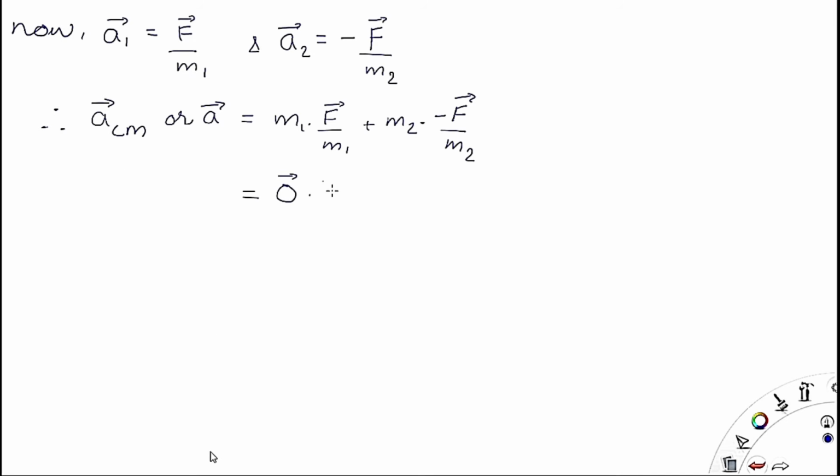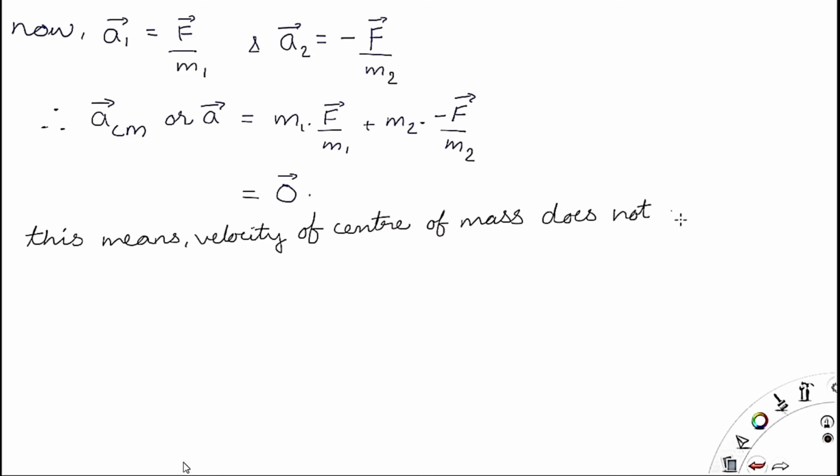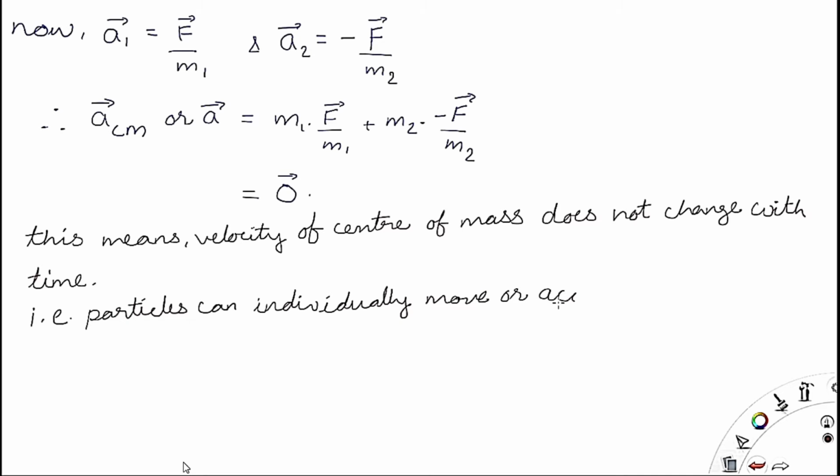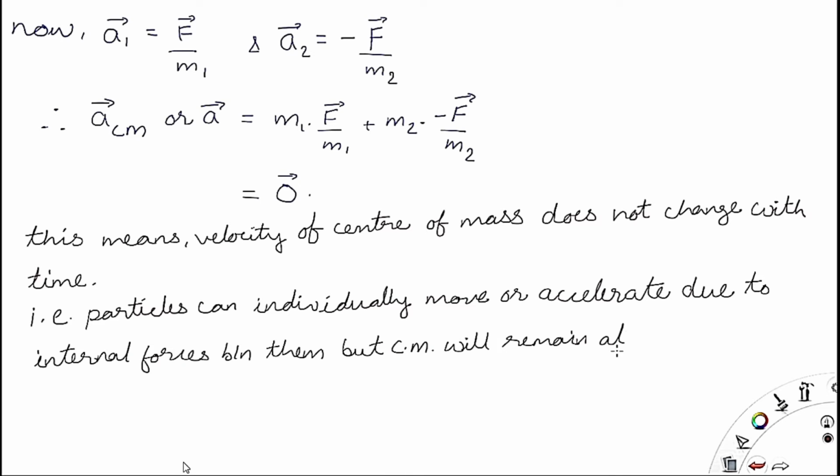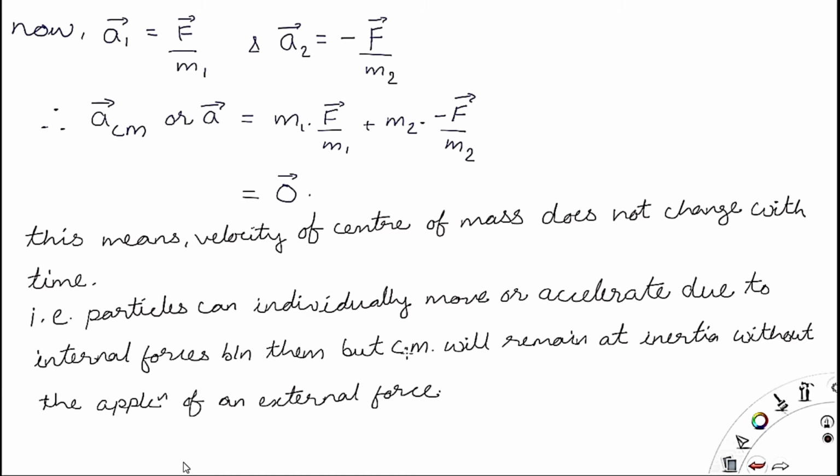Now this means that the velocity of the center of mass is constant, and it's not changing with time. Velocity being constant means inertia. So particles can individually move or accelerate due to internal forces between them, but the center of mass will remain at inertia without the application of any external force.